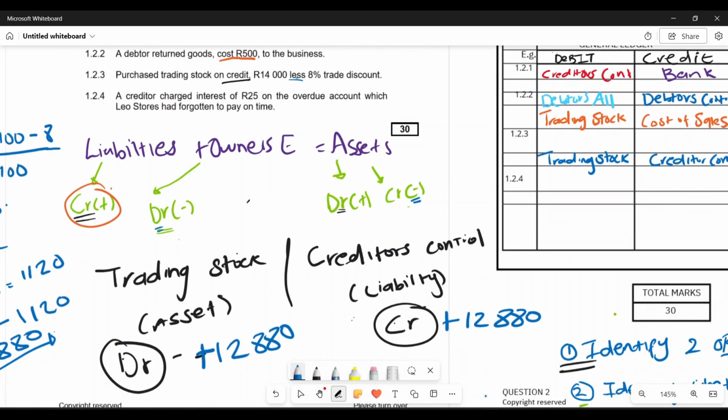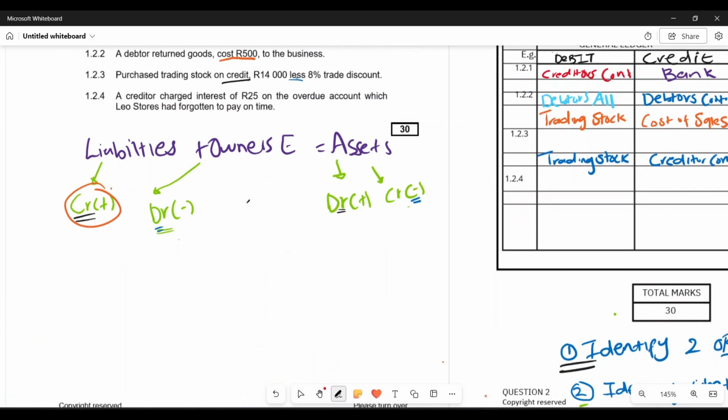Now, doing the last transaction, a creditor charged interest of 25 rands on an overdue account, which Leo Stores had forgotten to pay in time. Now, what are the two accounts that are affected? Remember, anything that has to do with your creditor would affect your creditors control.